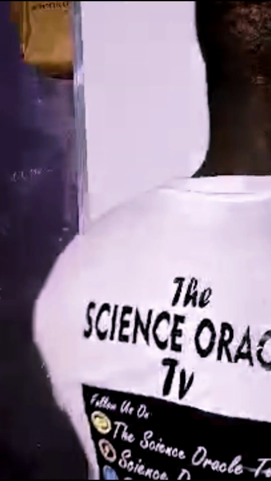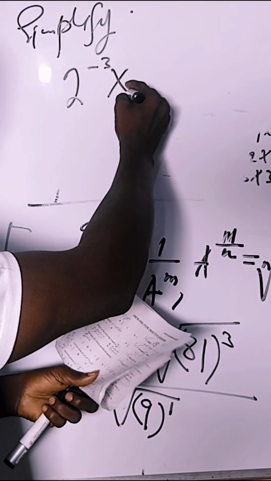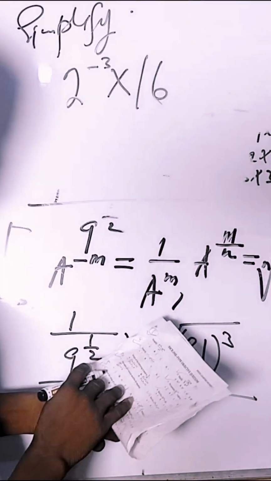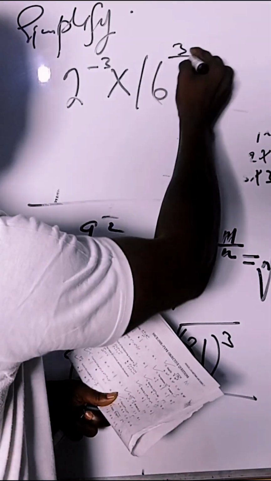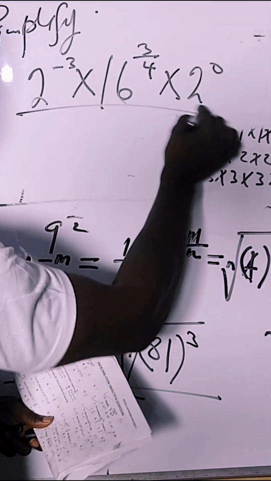At this point in time, I will be evaluating you with a self-test exercise which you are meant to take home. Do it, and of course send the answer to the comment section. The question: simplify. This is yours to do now. Simplify 2 raised to the power minus 3 times 16 raised to the power of 3 over 4, and of course times 2 raised to the power 0.